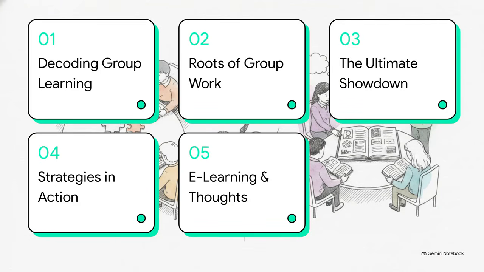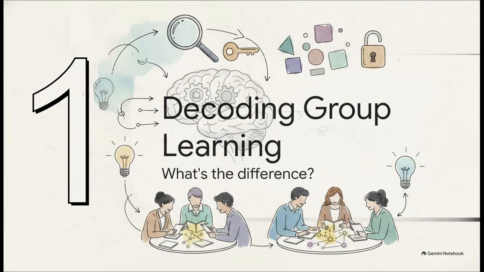Here is our quick roadmap for this explainer. 1. Decoding group learning. 2. The roots of group work. 3. The ultimate showdown. 4. Strategies in action. And finally, 5. E-learning and final thoughts.